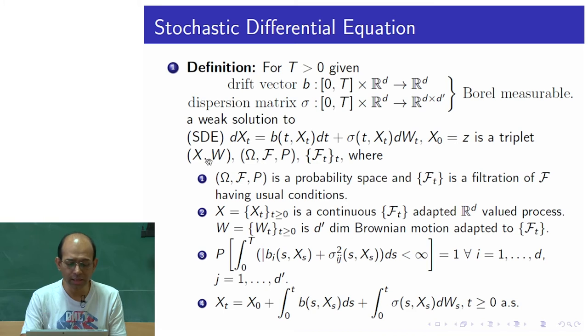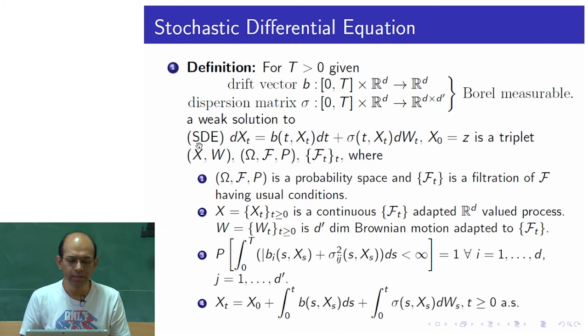However, if you get a weak solution, then from this weak solution you would come up with a suitable probability space and Brownian motion, and if you do that, then on that, x is a strong solution. However, that does not necessarily prove that every weak solution is a strong solution. I mean, every SDE which has a weak solution has a strong solution. No, it does not. Why?